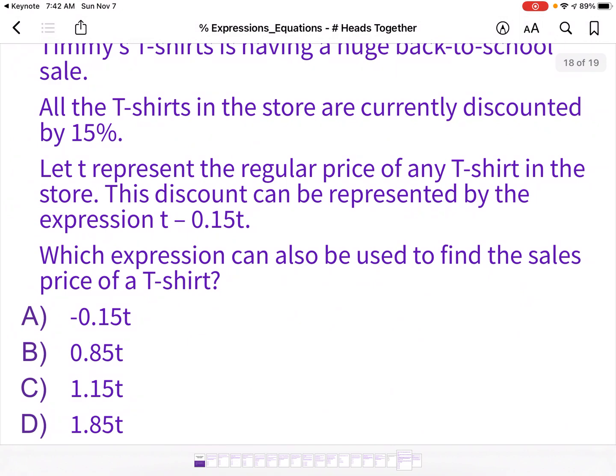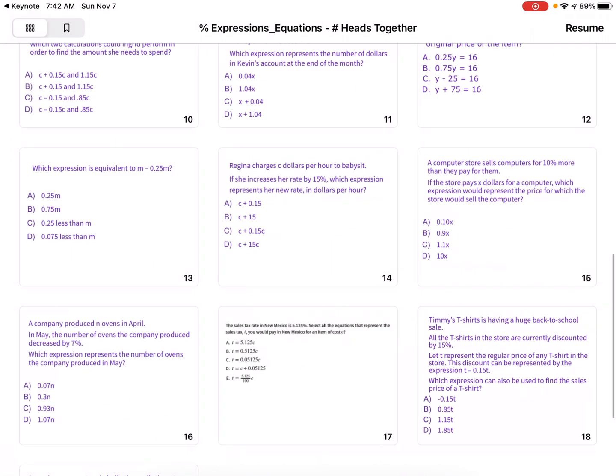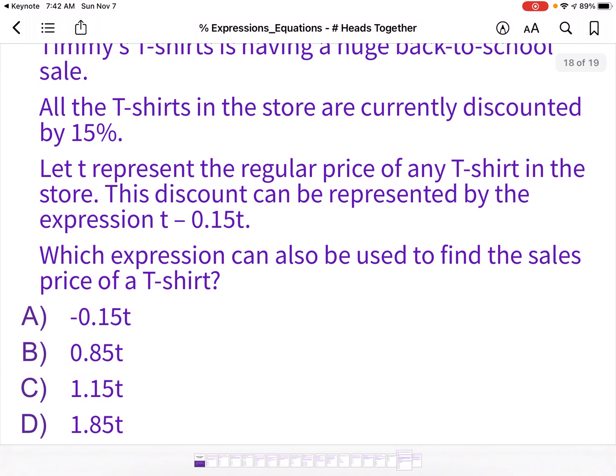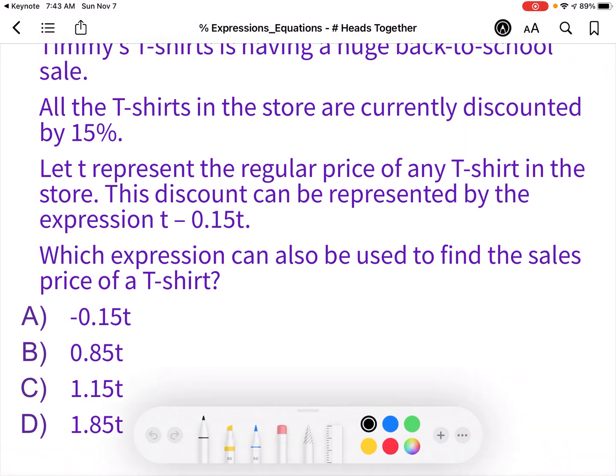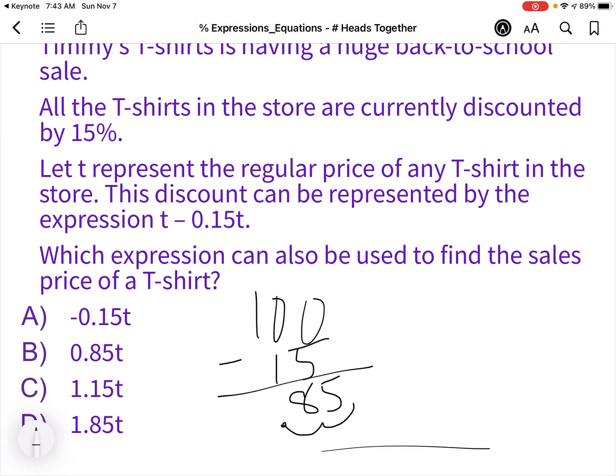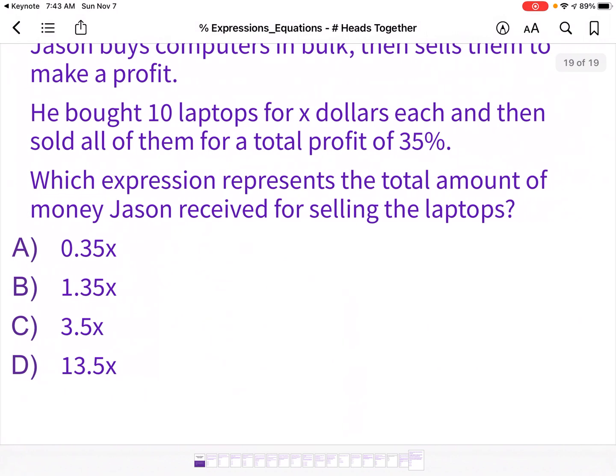Timmy's T-shirts is having a huge back-to-school sale. The shirts are currently discounted by 15%. Let T represent the price of any T-shirt in the store. The discount can be represented as T minus 0.15 T. Which expression can also be used to find the price of a T-shirt? So I have 100. I subtract 15, and I'm left with 85. Move my decimal 2 places. 0.85 T. All right, the last one.